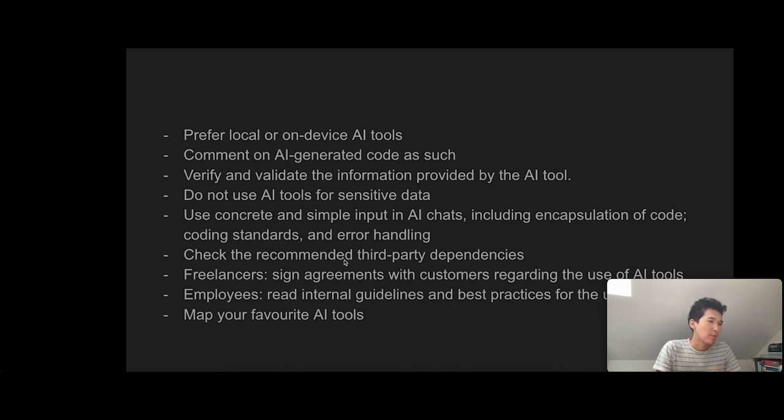Whenever the AI recommends third-party dependencies, let's say NPM libraries, please check that they actually exist, that they have a large community, that there are recent changes happening, that they're actually valid and that you can trust.